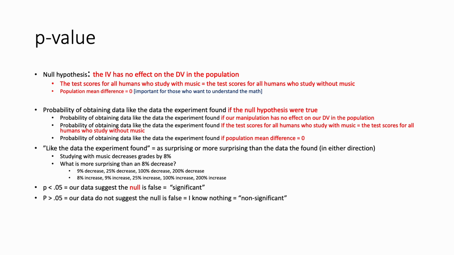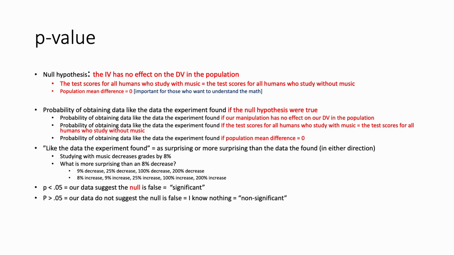P-value is the probability of obtaining data, quote unquote, like the data the experiment found if the null hypothesis were true. The other three examples are saying the same thing, except they're pointing out what it also means if the null hypothesis were true: if our manipulation has no effect on our DV in the population, if our IV has no impact on the DV in our population. I use IV and manipulation interchangeably sometimes. If the test scores for all humans who study with music equal the test scores for all humans who study without music, if the population mean difference is 0.